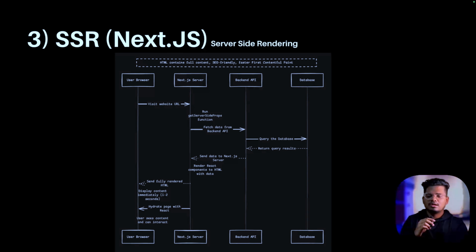Step 6. After the HTML is displayed, Next.js performs something called hydration. It downloads the React JavaScript bundle and hydrates the page, basically attaching all your event listeners and making the page interactive. And at this point, the user sees content and can interact with it. The page is both fast on initial load and fully interactive.